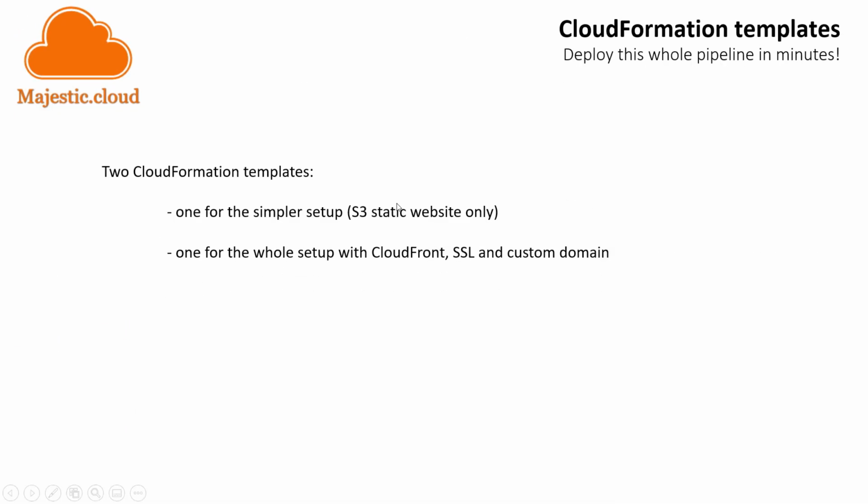As I told you, in the end I will show you and make available for download the CloudFormation templates for these two setups, so you can use them and launch this whole deployment pipeline in minutes. The second CloudFormation template will even do things like provision an SSL certificate without any human intervention, and we will also add the domain alias to Route 53.